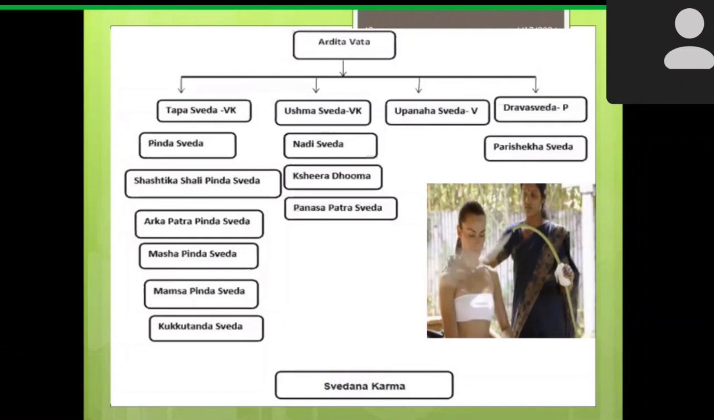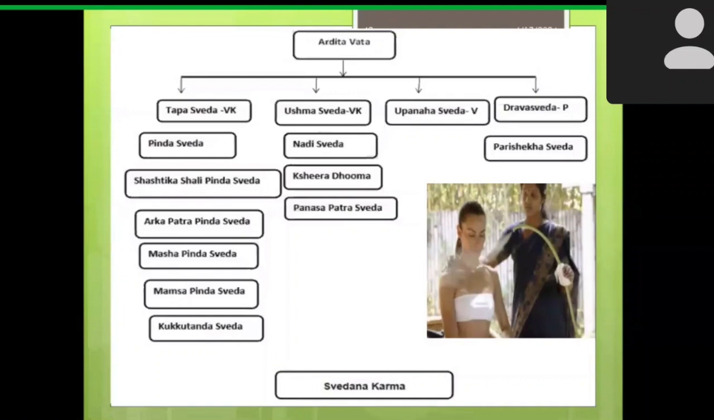And Arkapatra Sveda, which I have shown in both cases. In this Arkapatra Sveda, the Arkapatras are taken and made into a small paste, then made into small boluses and applied. So that is called Arkapatra Sveda. It is used in extremely kapha-dominant conditions. Especially in a Pitta Prakriti person, it should not be used. In case of kapha-dominant and Vata-dominant conditions, and Prakriti persons with kapha-dominant conditions, this can be utilized.